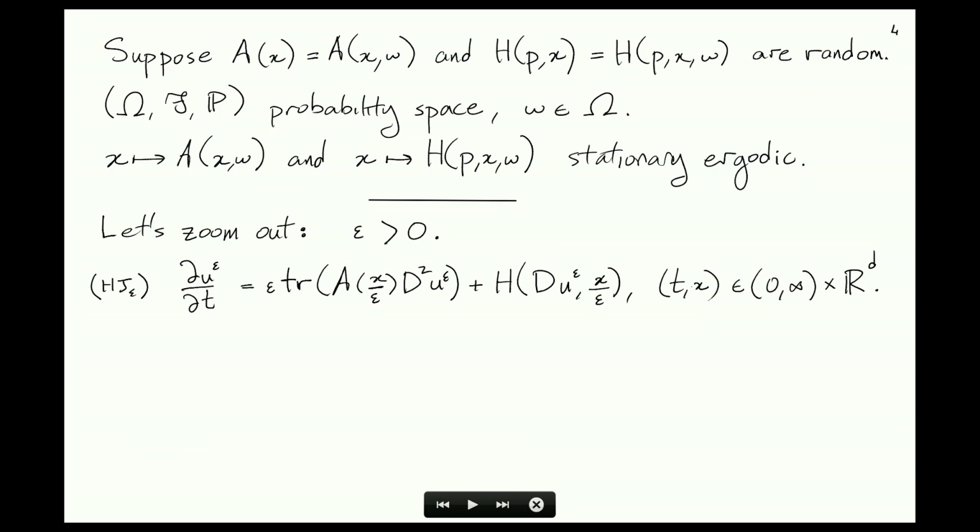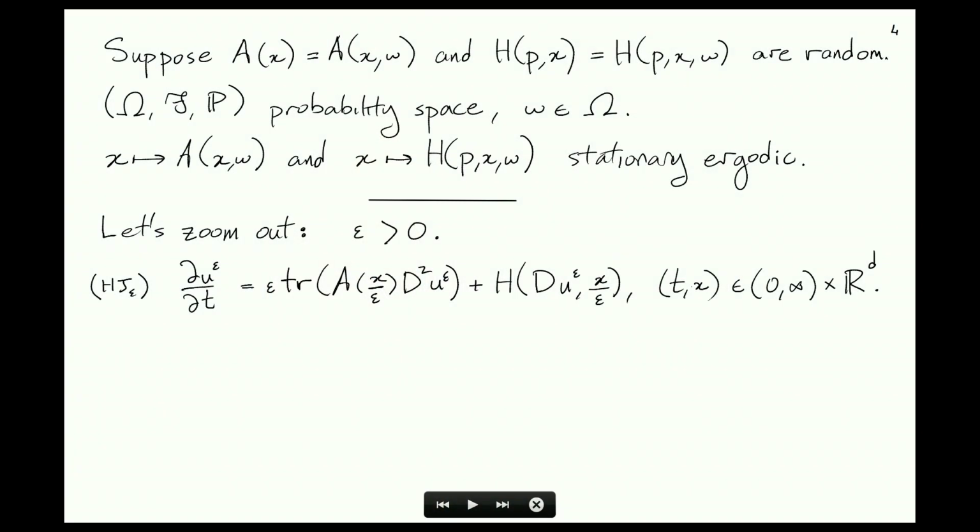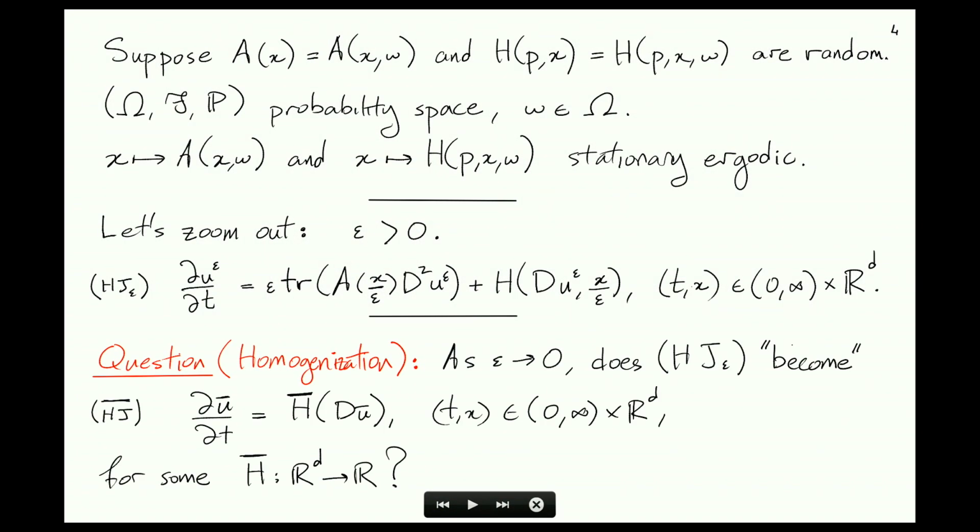What we expect is that because we are in this stationary ergodic setting, and when we scale, there should be some kind of averaging, but a very nonlinear averaging kicking in. Then all these crazy oscillations should somehow cancel out, and we want to get a simple equation. So this is the question of homogenization.